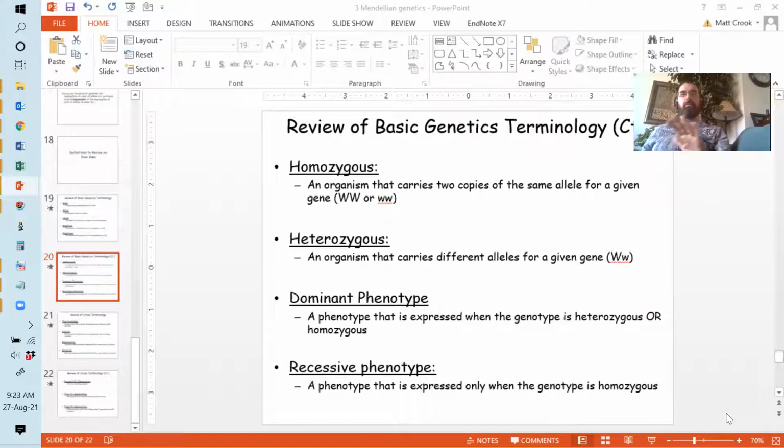Now, there's lots of different shades of that. So what we're doing is giving you the basics. There is a whole other world of complexity, which hopefully you'll get to explore later on as part of another upper division course. And the recessive phenotype is obviously the one where you have two copies of the recessive allele.